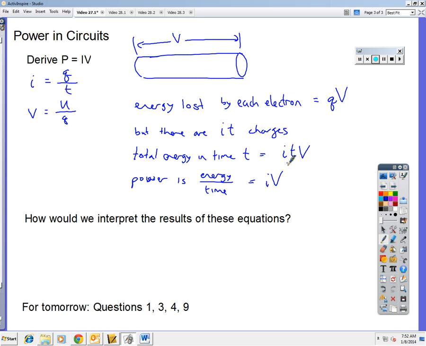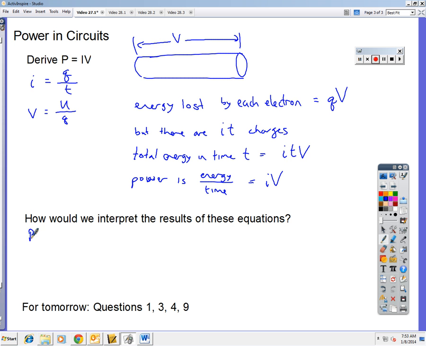The AP exam says you are required to derive that equation. Hasn't shown up on any exams recently, but it's a good thing to know. That it's not just magic and I told you what the equation was and now you remember it. Now the next question is, how do we interpret those equations? Because you can calculate I times V for anything, but you need to know what it means.